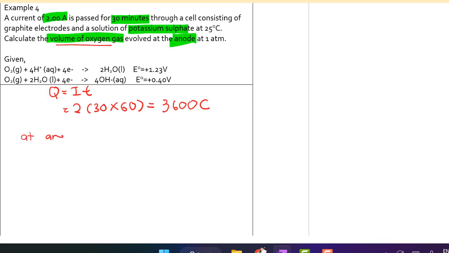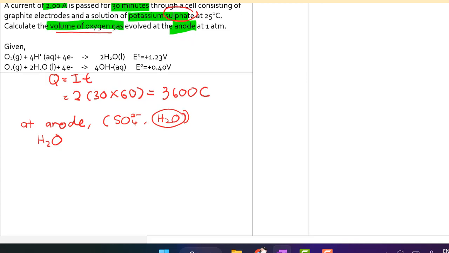We want to find the volume of oxygen gas at the anode. Water will be oxidized at the anode, because the anode attracts negative charge. In this case, the negative charges are sulfate and also water. Water will be chosen to undergo oxidation because you cannot choose the oxoanion. So water removes electrons, producing H+ and oxygen gas.